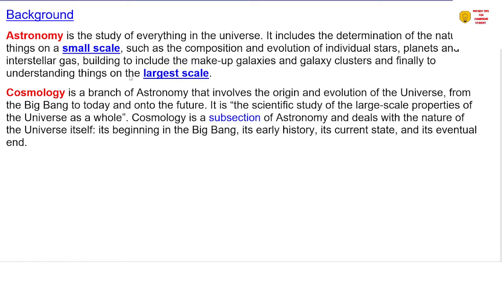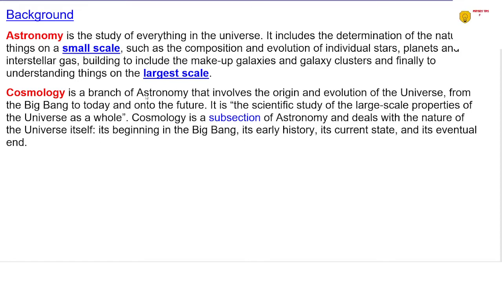Now, a group of stars is called a galaxy. So we're going to be studying galaxies. Okay, so galaxies are found in the universe. So that's all about astronomy.